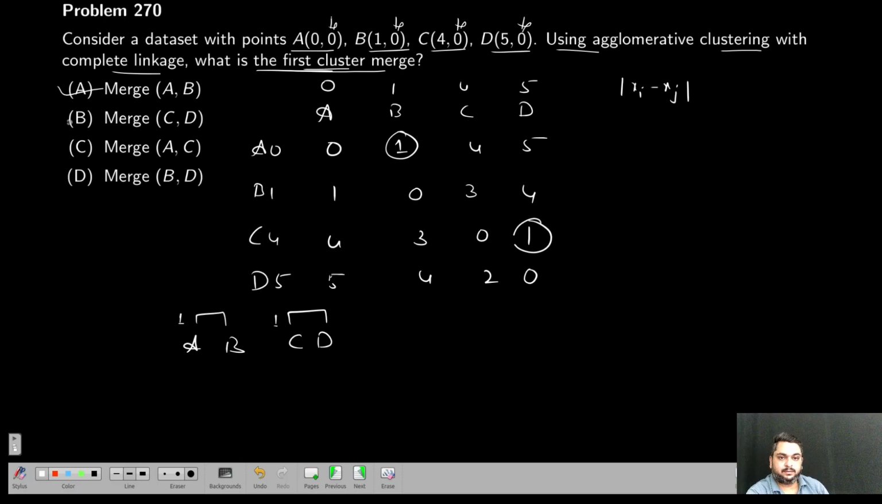So AB or CD can be the answer. Why AC and BD cannot be the answer? Because the distance between them, these two are taken as AB, so it is 1. That's why they cannot merge. BC or AD, these two are wrong.